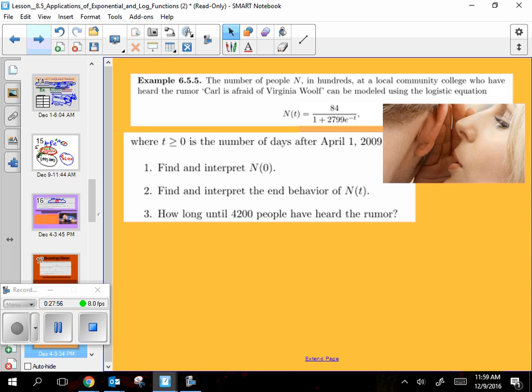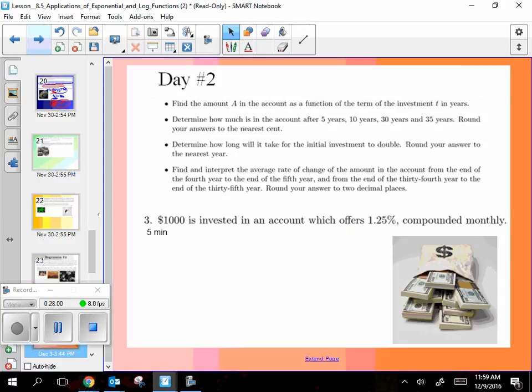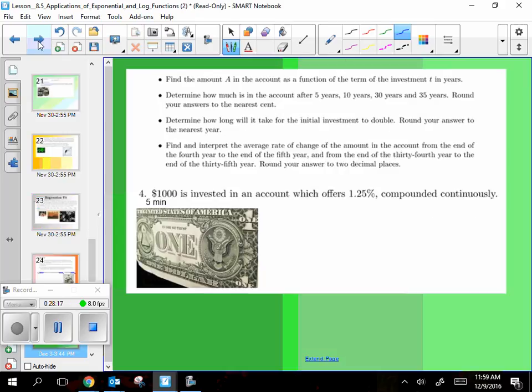All right, so let's find your homework here. It starts on day 2, and I'm going to try to keep it reasonable. This first one is really pretty easy. It's just saying you got $1,000, 1.25% monthly. Do you get which formula you're supposed to use? The one with the N in it. This one is $1,000, 1.25% continuously. I'll help you with this one.